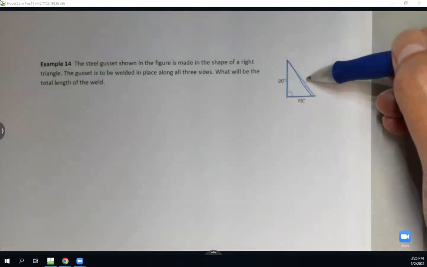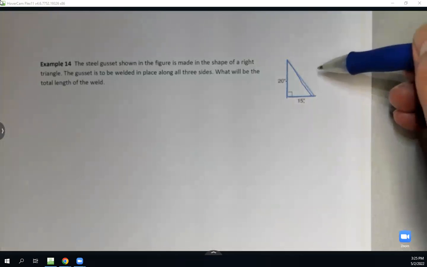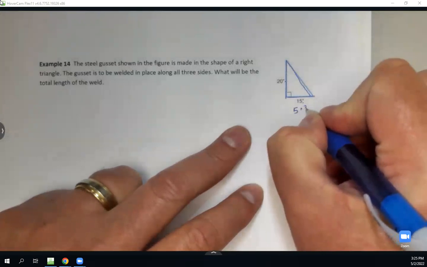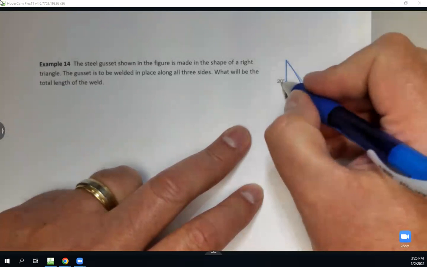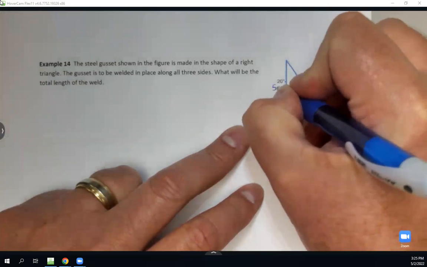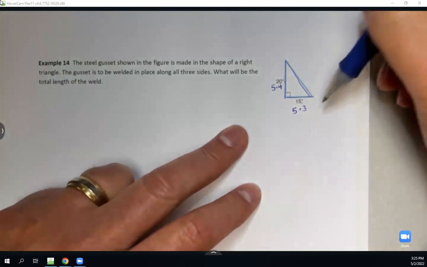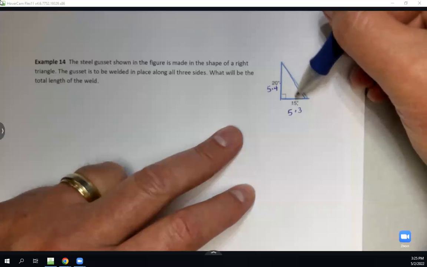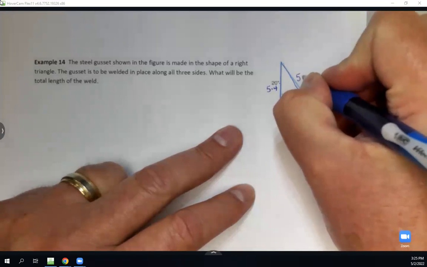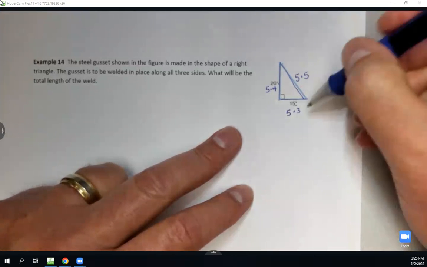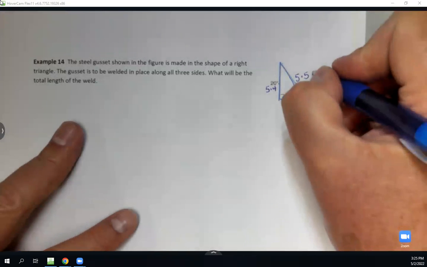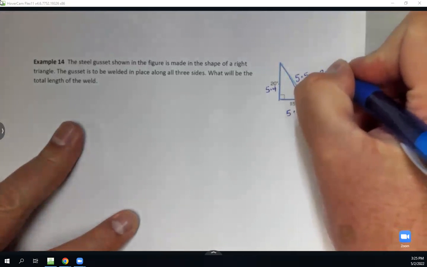Well, we could figure that out using the Pythagorean theorem, or we could recognize that 15 right here is 5 times 3, and 20 right here is 5 times 4. So the two legs are in the ratio of 3 to 4. Does that make sense? So the hypotenuse has to be 5 times 5 so that it's a 3, 4, 5 ratio. In other words, that's going to be 25 inches.